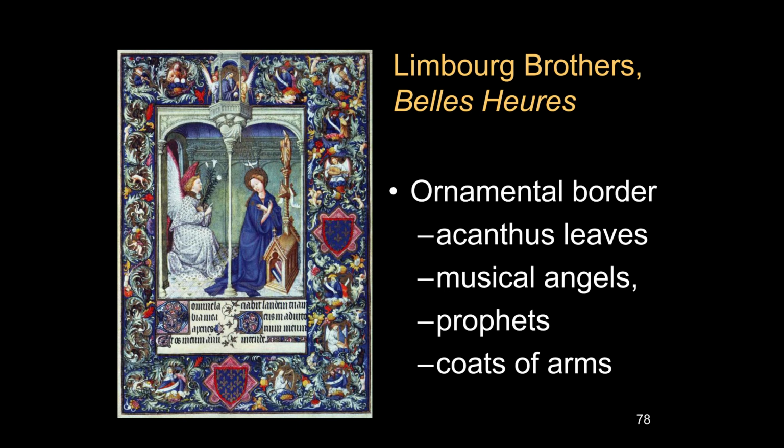We talked about the ornamental border filled with acanthus leaves, but stylized and scroll work. There are little prophets and angels making music, and then, of course, the coats of arms, a very decorative ornamental border.